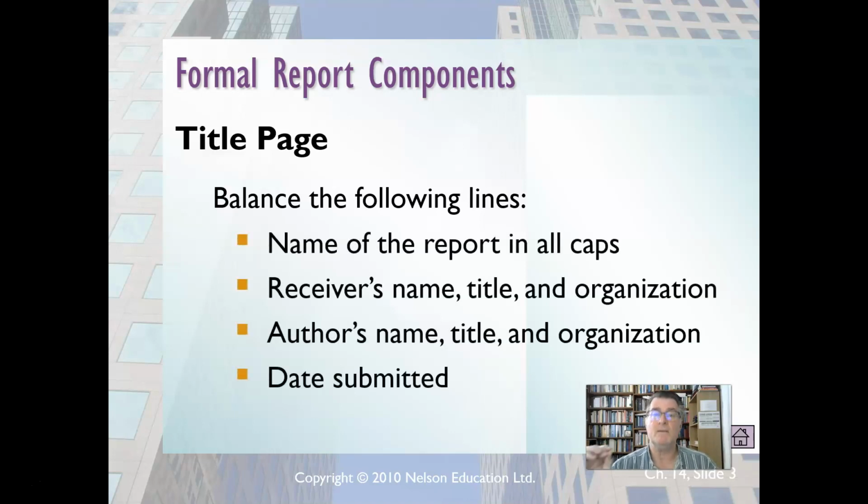But here, at least for the title page, what you want to do is set up the following: the name of the report in capital letters, the receiver's name, me, my title, professor or instructor, and the organization, Fanshawe College, the author's name. Now this could be author's or authors' apostrophe, plural or singular. For this year, because it's remote learning, it will be singular author's name. The title of the paper, and again, the organization, Fanshawe College, and the date submitted.